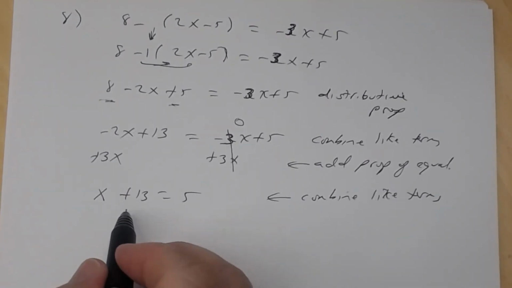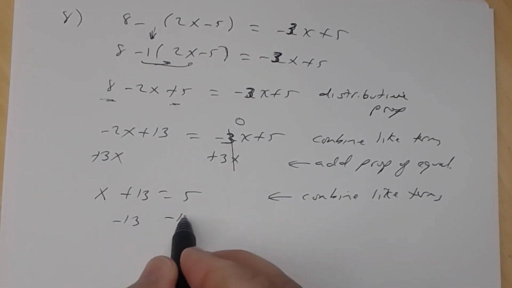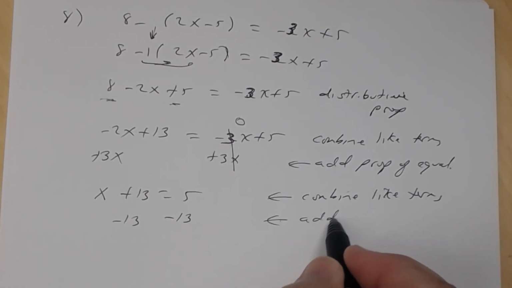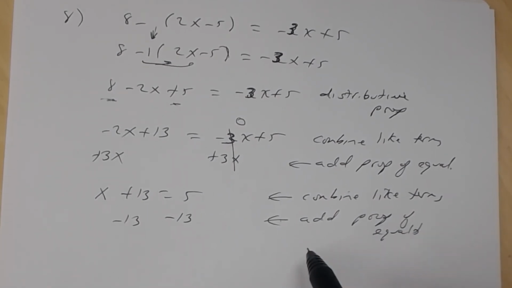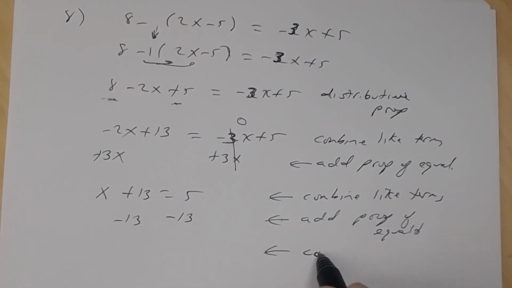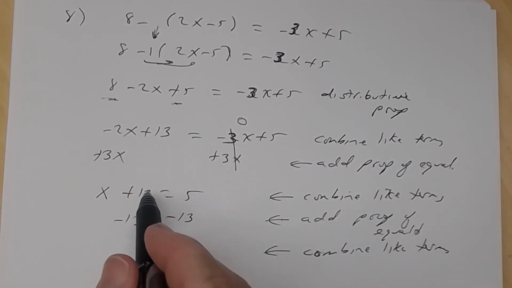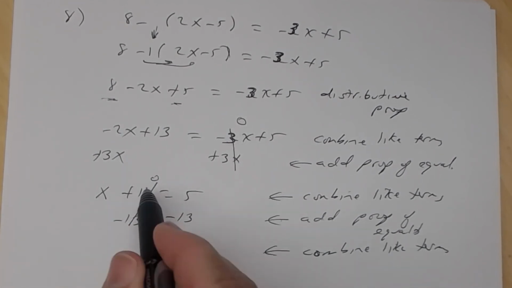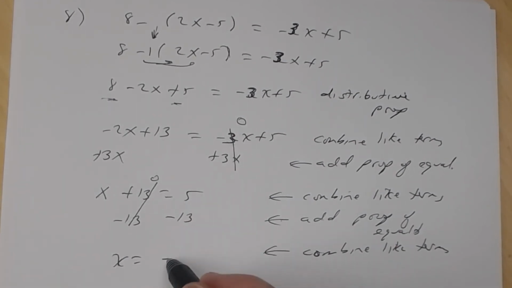All right, now I'm going to get x by itself. So I'm going to just subtract 13 from both sides because the opposite of adding 13 is to subtract 13. So again, that's the addition property of equality. And again, once you do the addition property of equality, you can combine like terms. So in other words, a positive 13 and a negative 13 is 0. x plus 0 is x, equal. 5 and a negative 13 is a negative 8. And again, to go from the addition property of equality to this step is combine like terms.